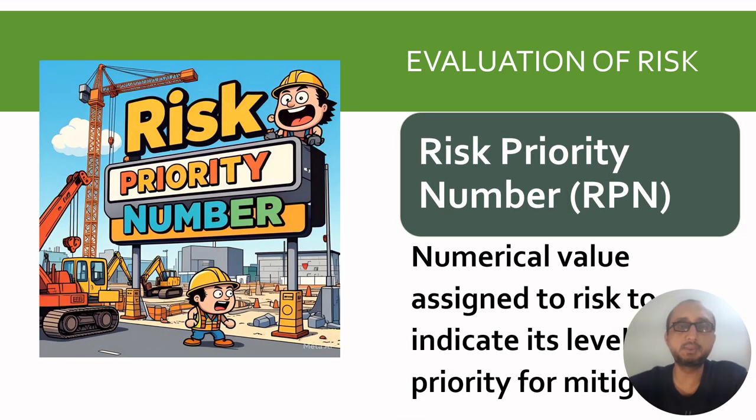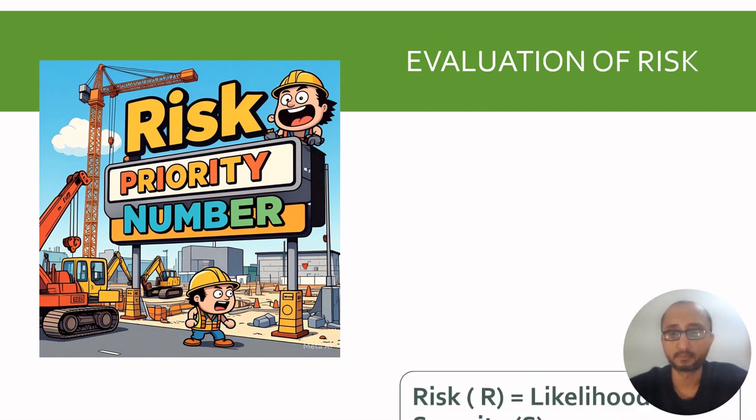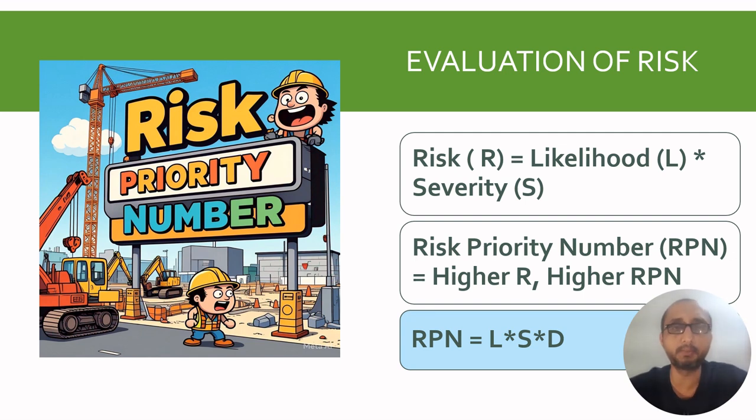Risk priority number is the value assigned to each risk that indicates its priority level when we are going to address or mitigate the risk, which is based on the rating of the risk that we got from the number representation. So now how do we get the risk priority number? We get it by evaluating three factors.